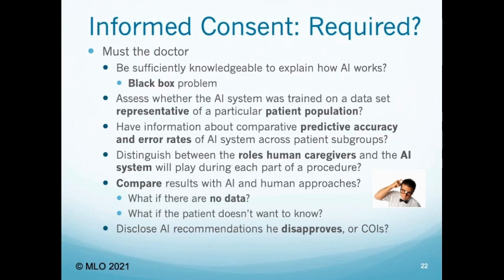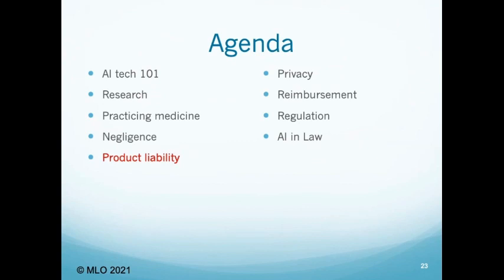What about such things as predictive accuracy and error rates, especially in this nascent period when for much of AI we really don't have the data on that? Are we supposed to, in obtaining informed consent, make a comparison between results with AI and results without it? Once again, we probably don't have data sufficient to make confident statements about that. Does that mean that consent is not possible? Does that mean that consent lacking that information is insufficient legally? We're going to have to see.